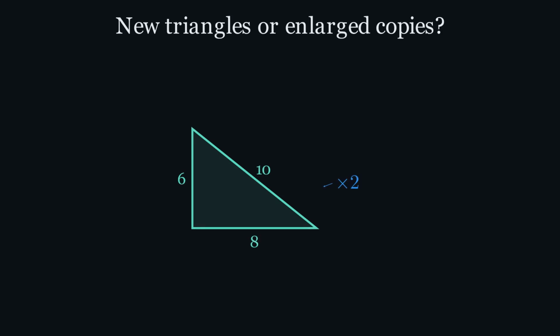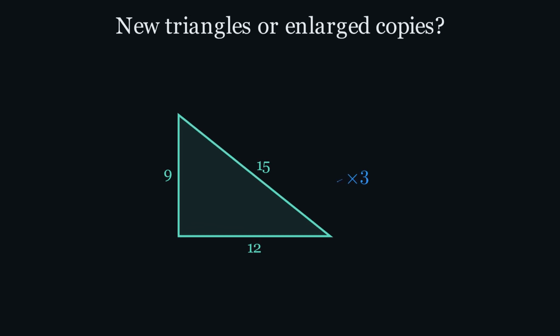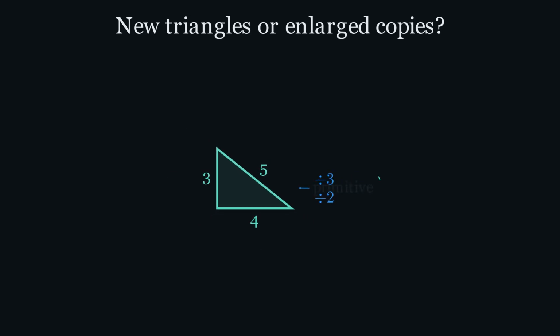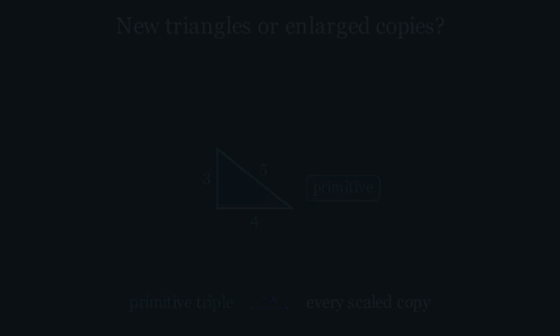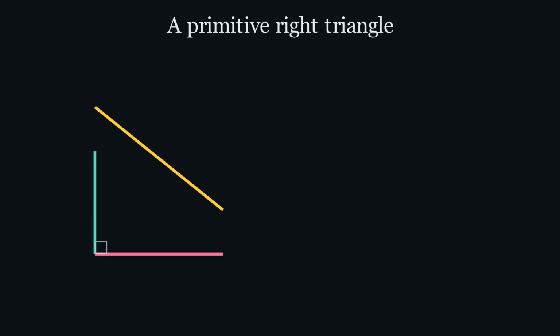First, we need to separate the triangles that carry new information from enlarged copies. 6, 8, 10 is 3, 4, 5 wearing platform shoes. Divide all three sides by 2, and the smaller triangle comes back. 9, 12, 15 shrinks by 3. A triple with no common factor is called primitive. Slightly clunky word, useful idea. If we can generate every primitive triple, multiplying all three sides by any positive integer gives every other one.